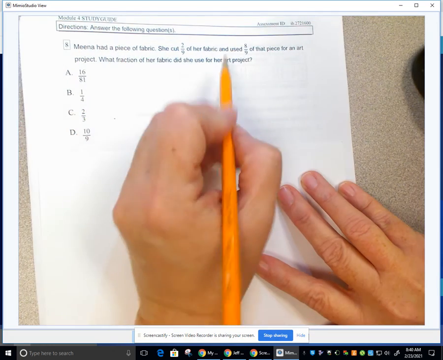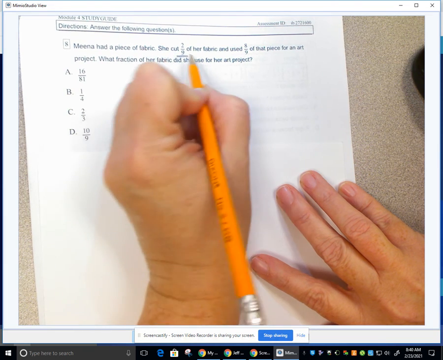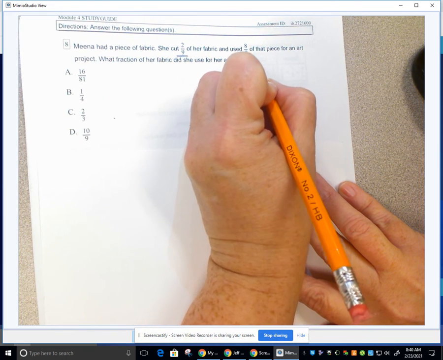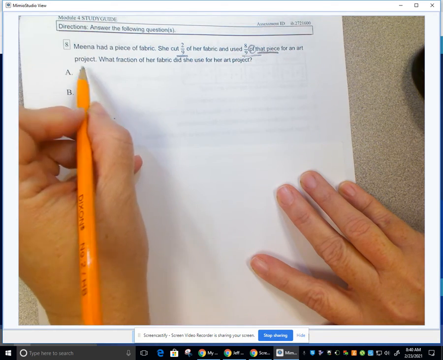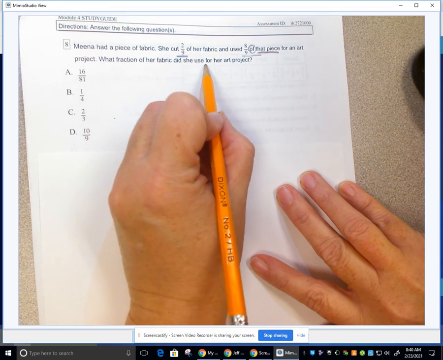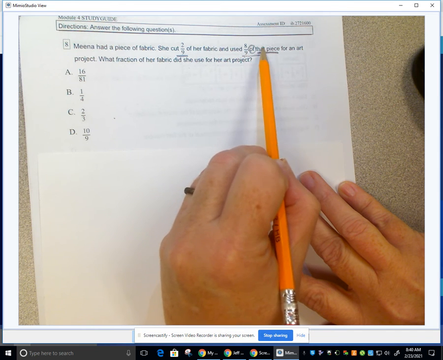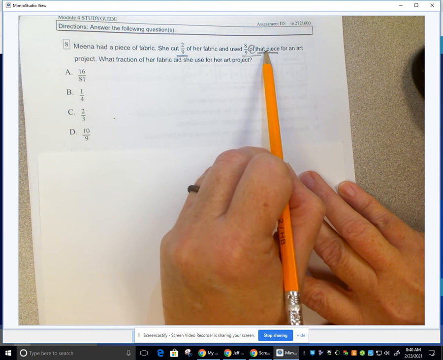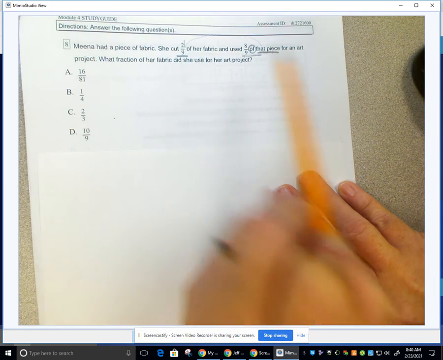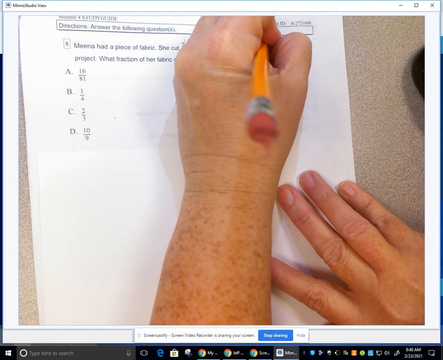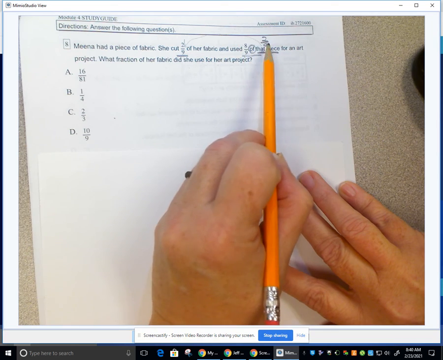Mina had a piece of fabric. She cut 2/9 of her fabric and used 8/9 of that piece for an art project. What fraction of her fabric did she use for her art project? Well, it says she used 8/9 of that piece. Well, what was that piece? What piece are they talking about? They must be talking about the 2/9. So that piece would now be called 2/9. So she used 8/9 of 2/9.